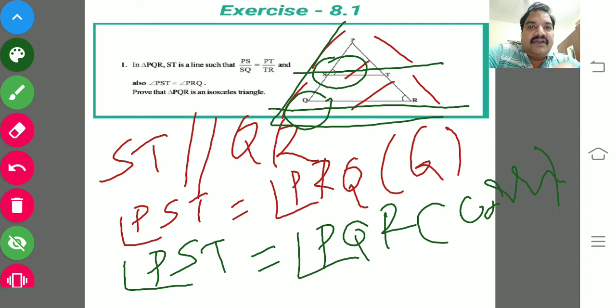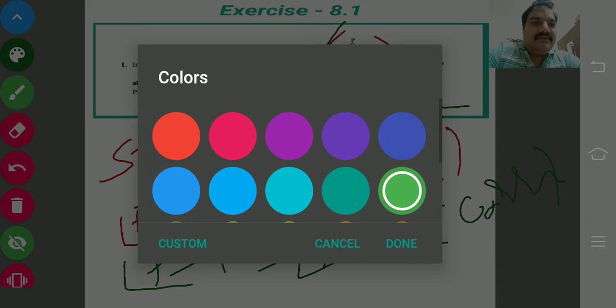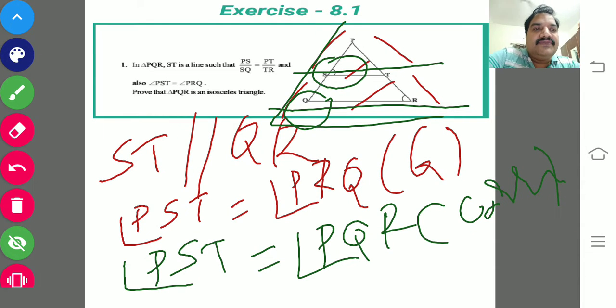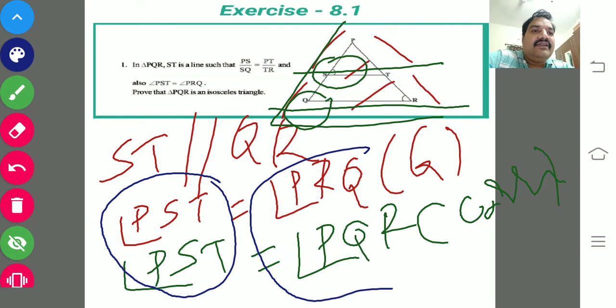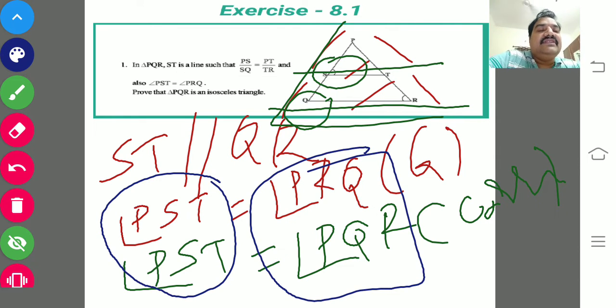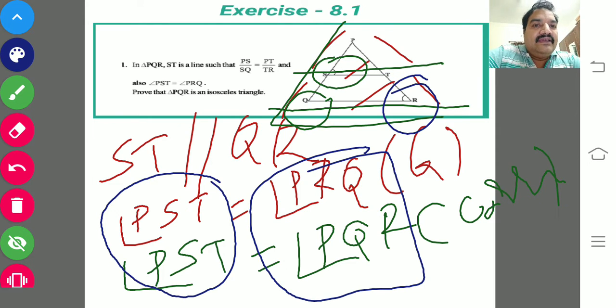If you observe that, if the left-hand sides are equal, then automatically the right-hand sides are equal. So what did we get? Angle PRQ equals angle PQR. Angle PRQ means this angle, and angle PQR means this angle. So you have arrived at your destination, because in triangle PQR you proved that angle PRQ equals angle PQR.